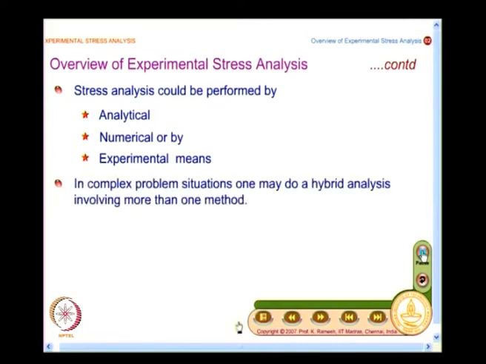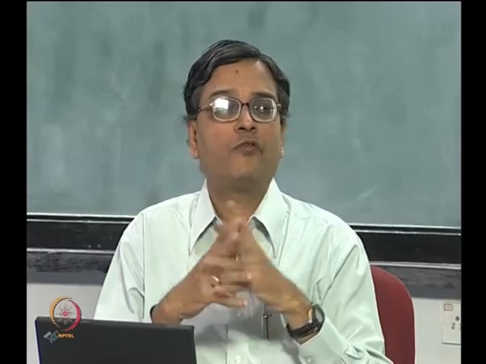In a very complex problem situation, one technique may not be sufficient. You may have to use a combination of analytical and numerical, or numerical and experimental, and that analysis is known as hybrid analysis. And what we are going to do now is, we will see one by one what analytical methods are, for which class of problems, why you do analytical methods, and what is the advantage of a numerical technique, and when you go to experiment, in which class of problems experimental methods are ideally suitable. That is what we will see now.